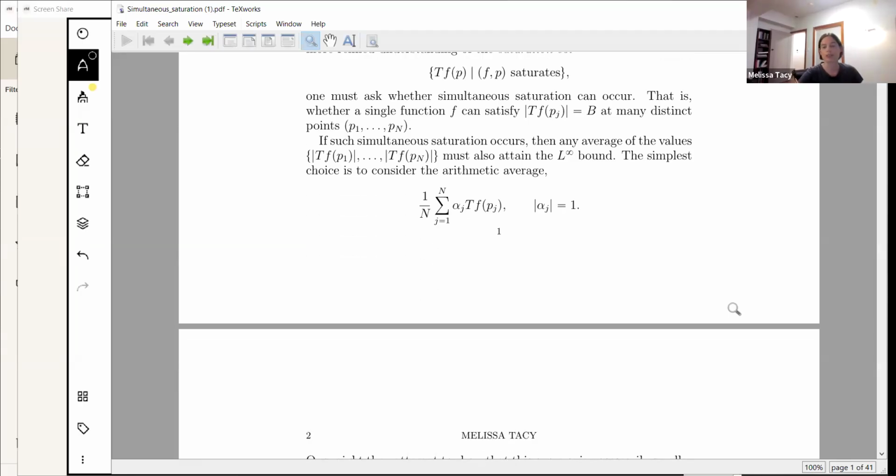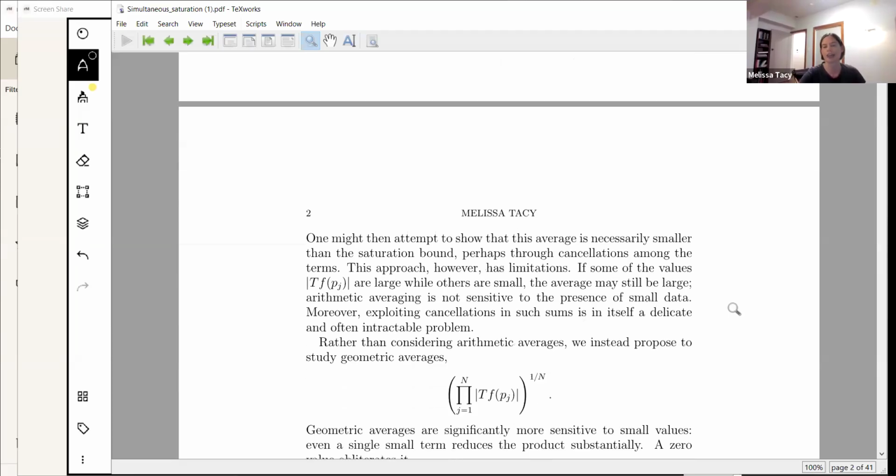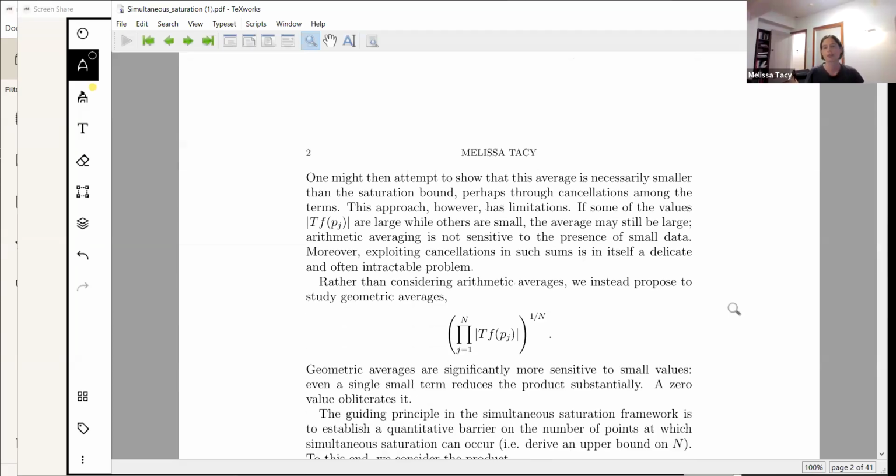However, that's a bit difficult because arithmetic averages are difficult to deal with on multiple points. Firstly, they're not very sensitive to small data. So if you have a lot of large data and one thing that you got wrong, one thing that's small, your average might still be quite big. You might not be able to really pick up that the average is smaller than you expected it to be. Also, particularly for the world that I come from, which involves oscillating things, dealing with sums of oscillating things is really hard. So you've taken a problem and replaced it with a really, really, really hard problem.